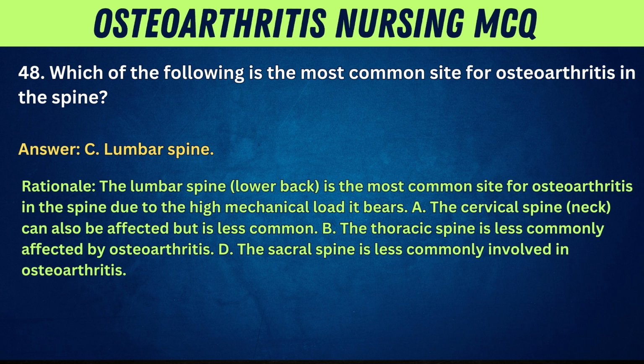A. The cervical spine, neck, can also be affected but is less common. B. The thoracic spine is less commonly affected by osteoarthritis. D. The sacral spine is less commonly involved in osteoarthritis.